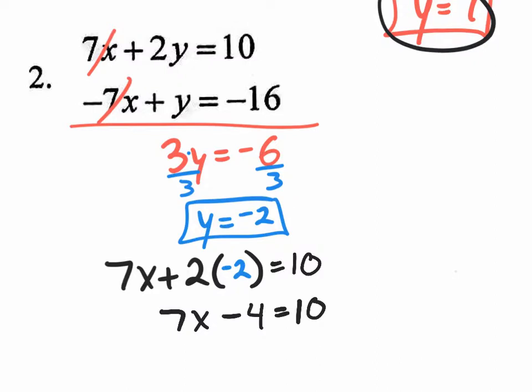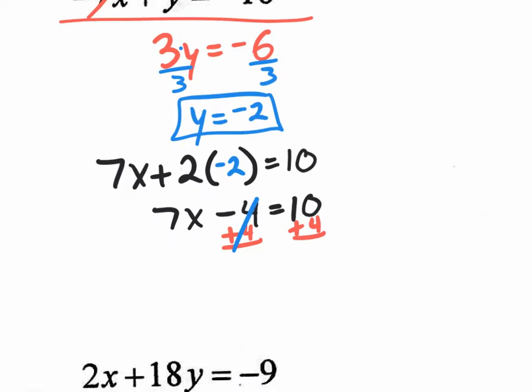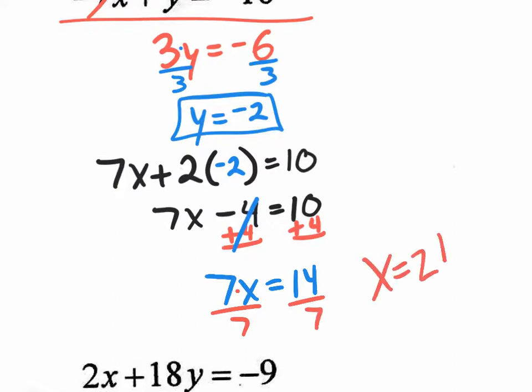And to get rid of the -4, I do the opposite, plus 4, plus 4. So I will end up with 7x equaling 14. Which brings us to our last step, to get rid of the multiplication of 7 in front of x by dividing by 7. X equals 2, that's 1. The answer, and we're done.